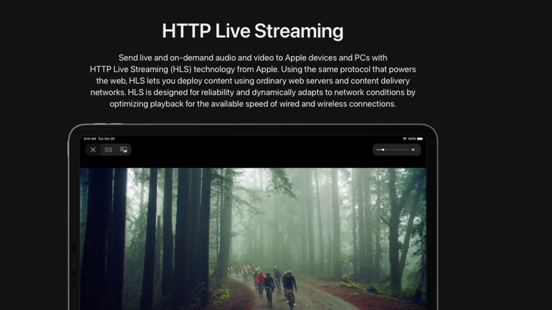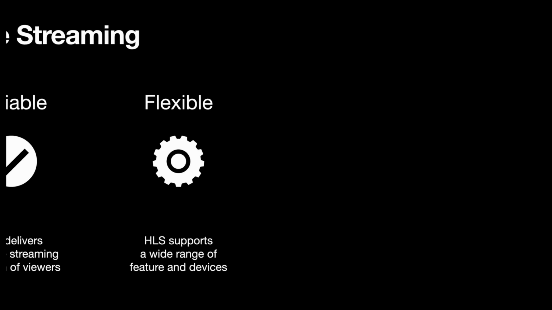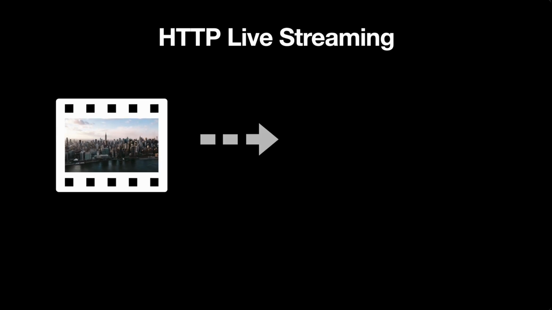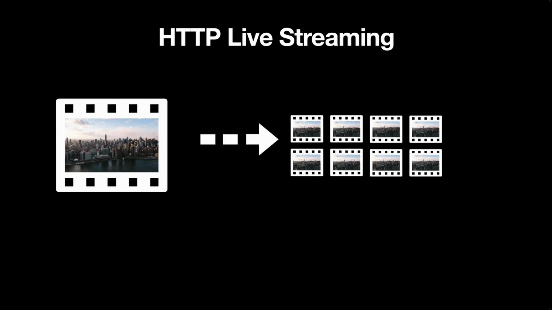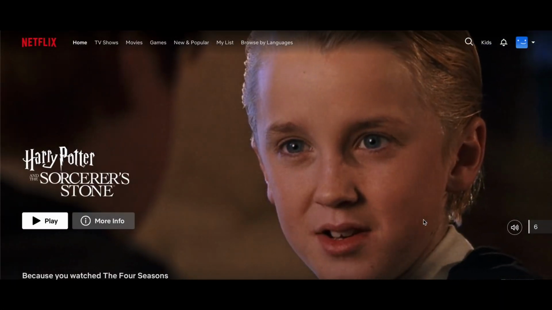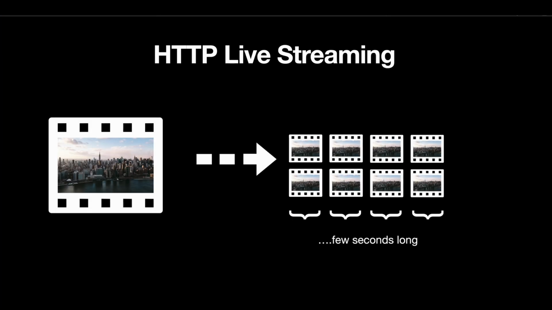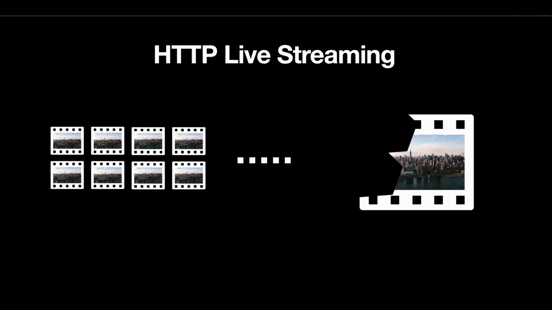First, what is HLS? HLS stands for HTTP Live Streaming, a method developed by Apple to stream video over the internet in a way that's fast, reliable, and flexible. Instead of sending a whole video file at once, HLS breaks the video into small pieces, or chunks, usually a few seconds long. Imagine watching a movie on Netflix. Your device doesn't download the entire movie before starting to play.